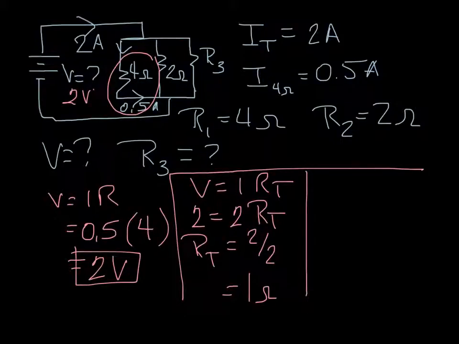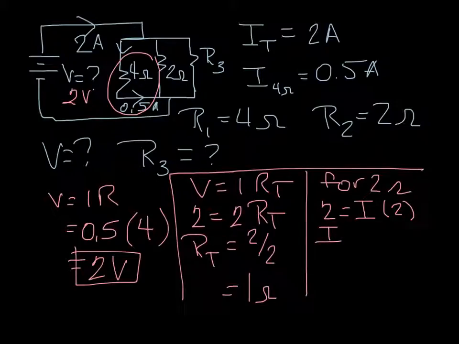I don't really want to go into the 1 over total resistance equals 1 over 4 plus 1 over 2 plus 1 over 3. I don't want to deal with that part. So let's just look at what we've got. We know current. We know voltage. So let's look at the 2 ohm resistor. What's the current flowing through it? Well, we know voltage is 2. We know current is what we're trying to find. And we know the resistance is 2. So the current for the 2 ohm resistor has to be 2 divided by 2, which is 1 amp.